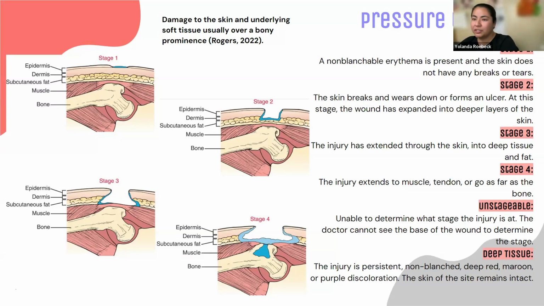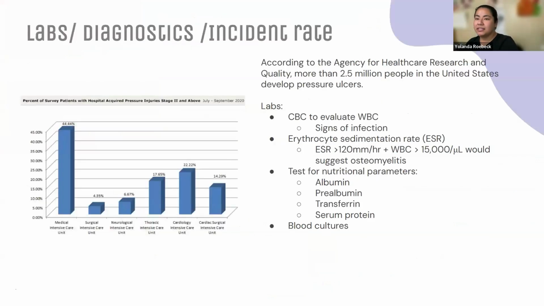If a pressure ulcer is unstageable, that means that they are unable to determine the stage that the injury is at. The doctor cannot see the base of the wound to determine the stage. The base of the wound is typically covered by a layer of dead tissue. Deep tissue pressure ulcer is when the injury is persistent, non-blanched, deep red, maroon, or has purple discoloration. The skin of the site remains intact, and it might be difficult to discern deep tissue pressure ulcer in darkly pigmented skin.